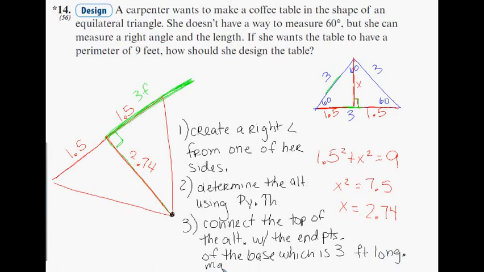Making sure that the altitude is centered on the base. What I mean by that is that this altitude here needs to be centered on the base. So when she draws this altitude, she needs to make sure she has 1.5 this direction and 1.5 this direction, and then she's got her height. When she connects these guys, they'll all be congruent to one another.